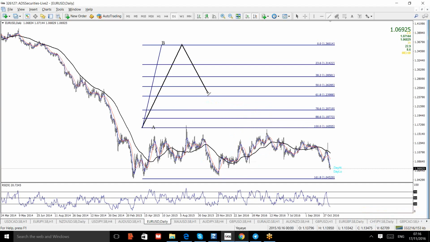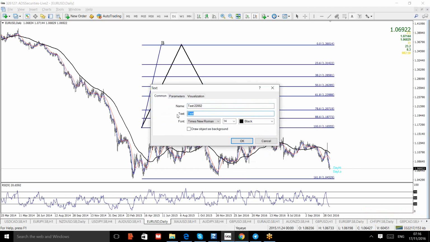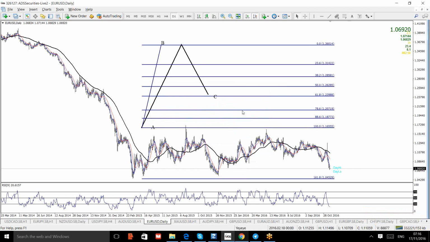Where retracement ends is your point C. Understand? Does everybody understand? Does everyone understand this completely?